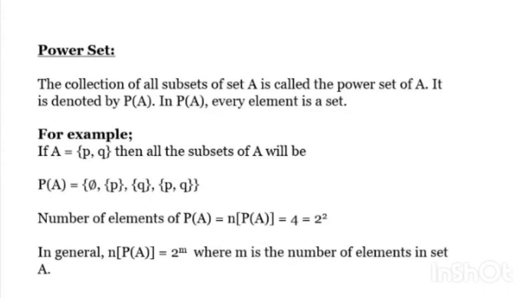For example, here the set A contains two elements P and Q. So the number of elements in the power set is 2 to the power 2, that is 4. So there are 4 elements in the set P of A.